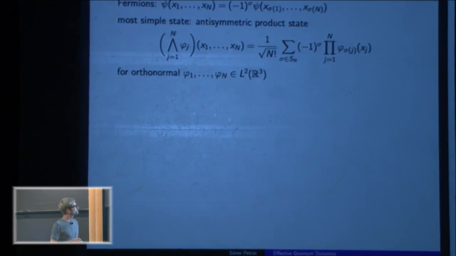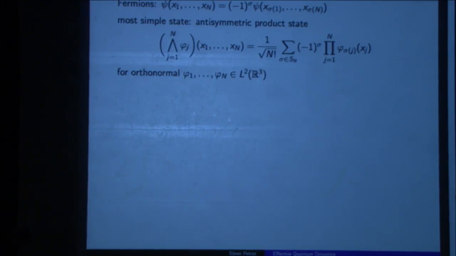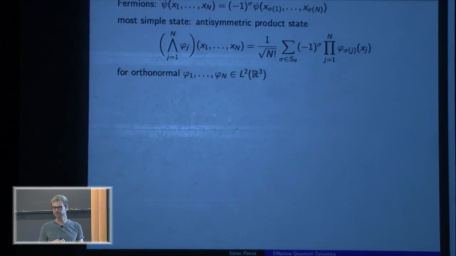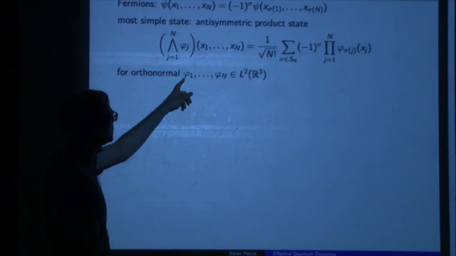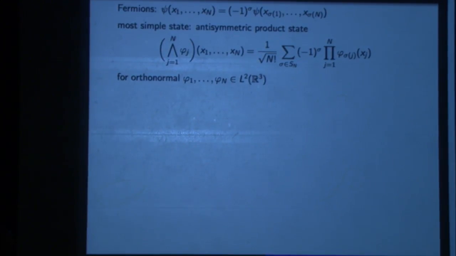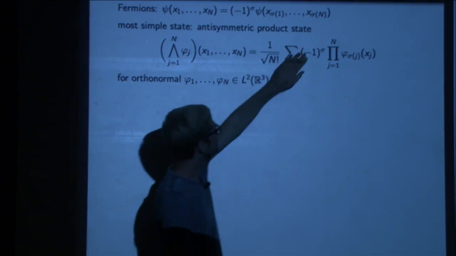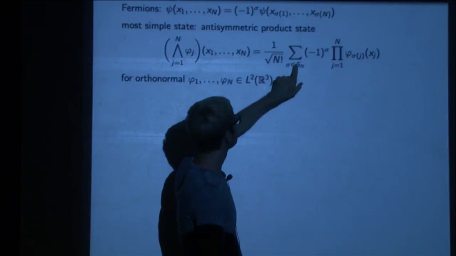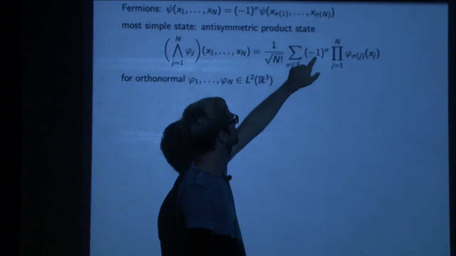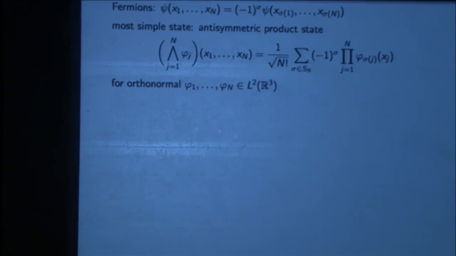So the questions I'm more interested in concern fermions. So for fermions now, we have this anti-symmetry requirement. So the most simple state you could build would be not a product state, but an anti-symmetrized product state. So you choose n different of these one-body wave functions, which you would like to choose orthonormal. So this expression makes sense. And then you have the product here, but you sum over all permutations and give it the right minus one factors, the right normalization. So you have an anti-symmetric state.